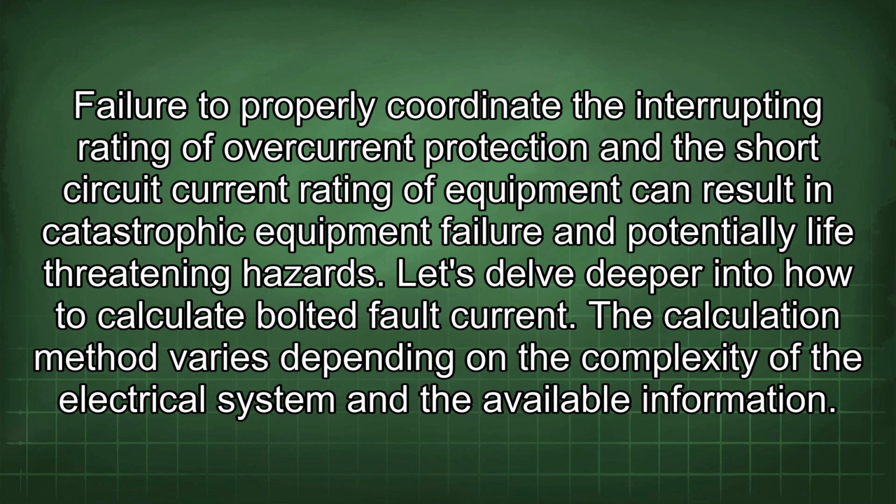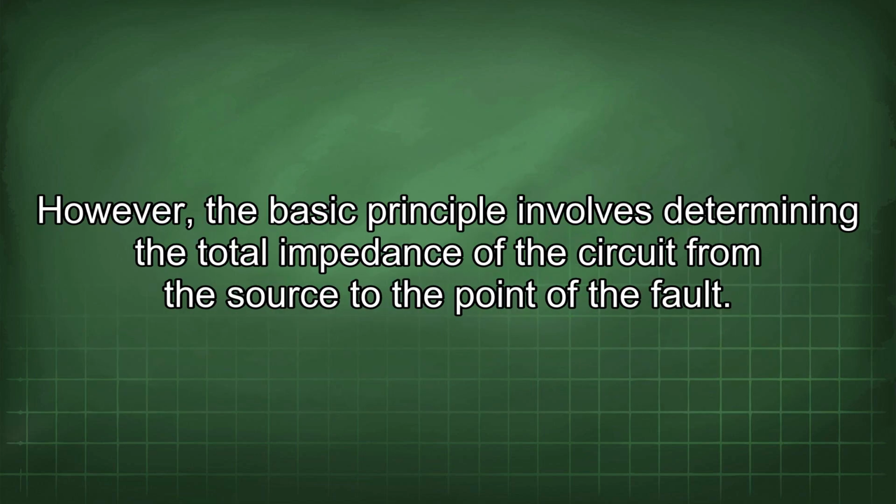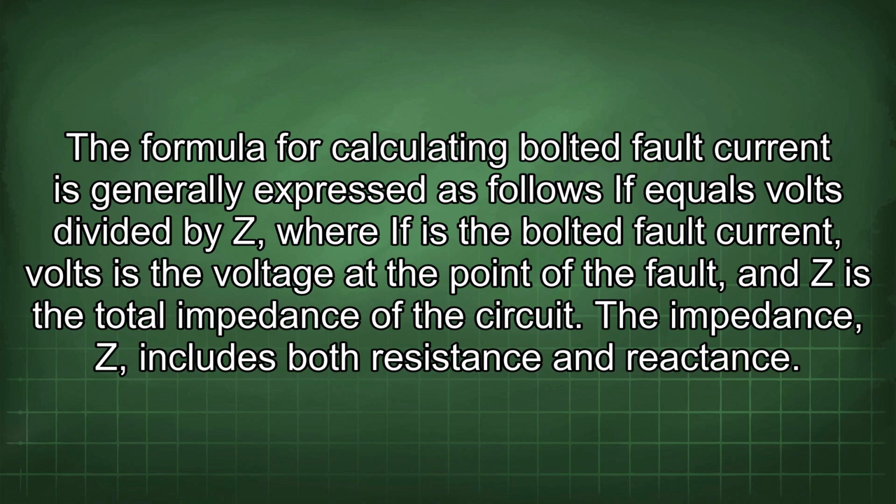Let's delve deeper into how to calculate bolted fault current. The calculation method varies depending on the complexity of the electrical system and the available information. However, the basic principle involves determining the total impedance of the circuit from the source to the point of the fault. The formula for calculating bolted fault current is generally expressed as follows: F equals volts divided by Z, where F is the bolted fault current, volts is the voltage at the point of the fault, and Z is the total impedance of the circuit.